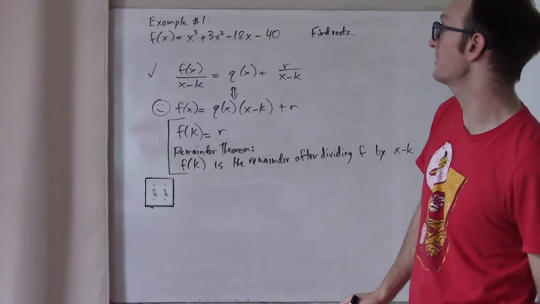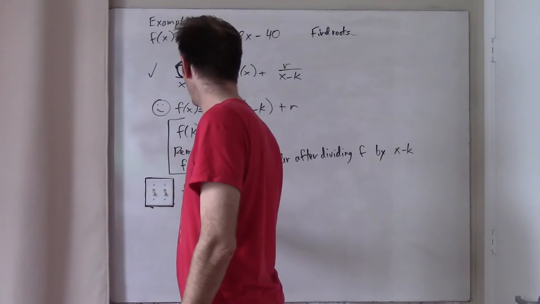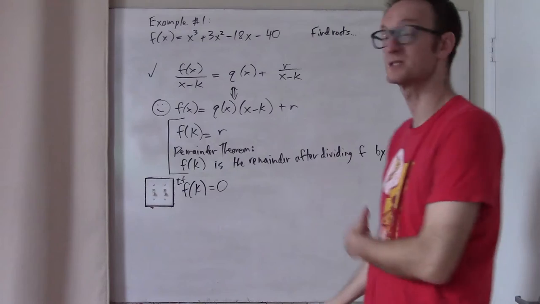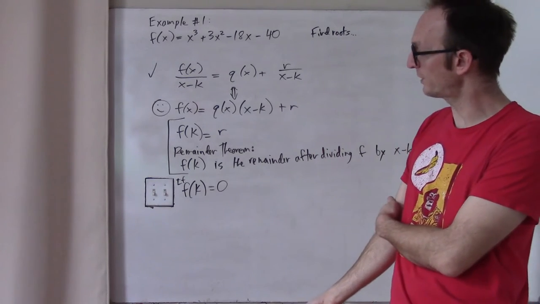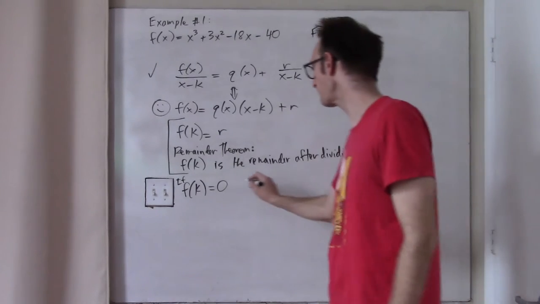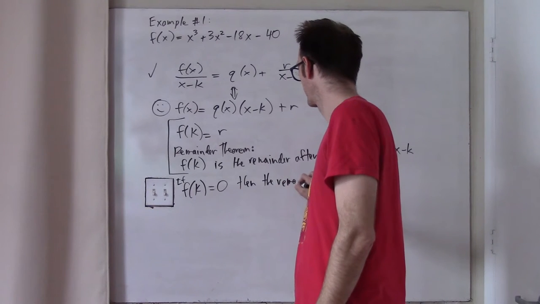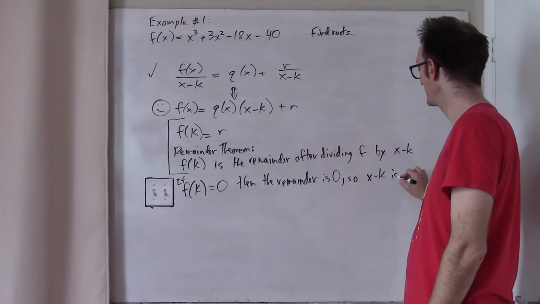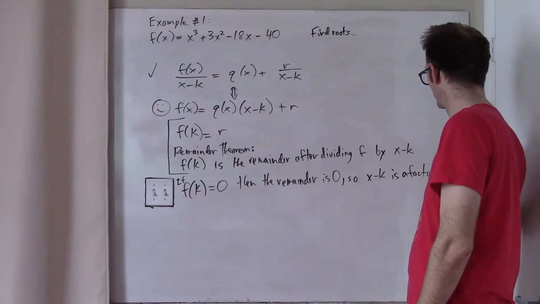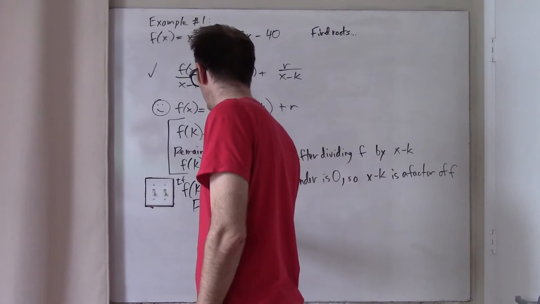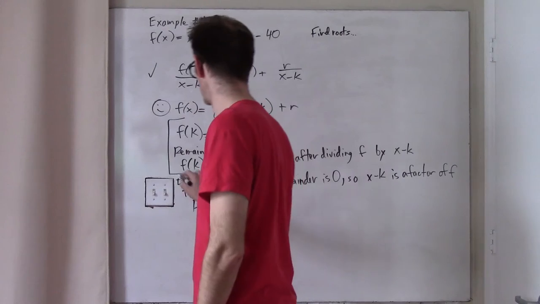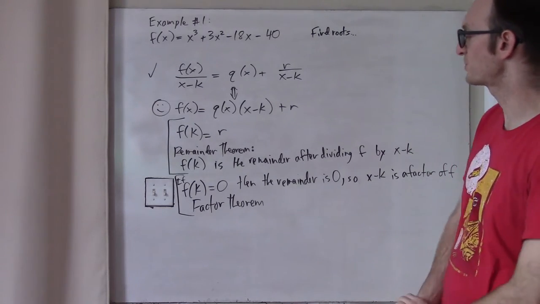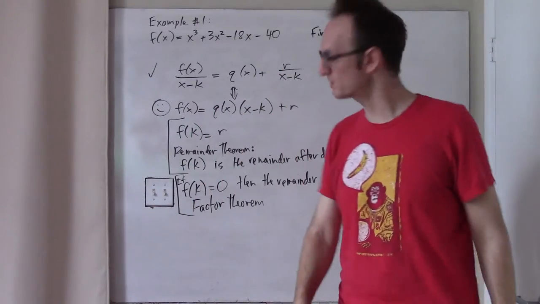And I will note one more thing, which is that if you should happen to plug in k and get 0, so if f of k is 0, this is now a special case of the remainder theorem, well, that means the remainder is 0, which is another way of saying that x minus k is a factor of f. Okay, this is called the factor theorem. And there are multiple different kinds of proofs of this, some possibly better than what I have here. But the factor theorem kind of summarizes and gives a name to an observation that you might find to be so obvious that you didn't even realize it was something to talk about.